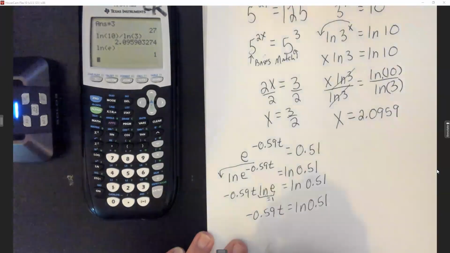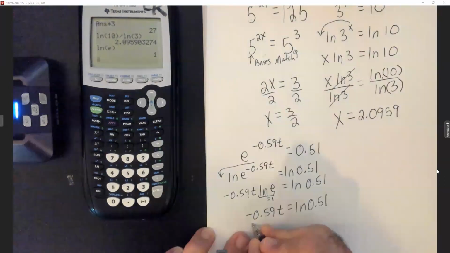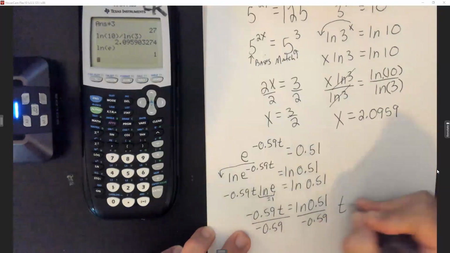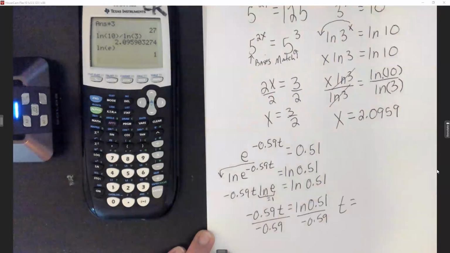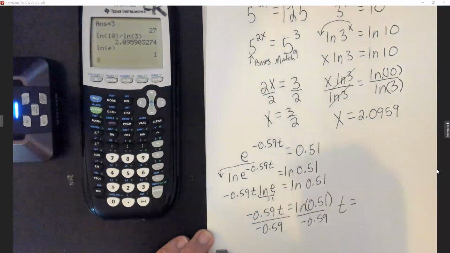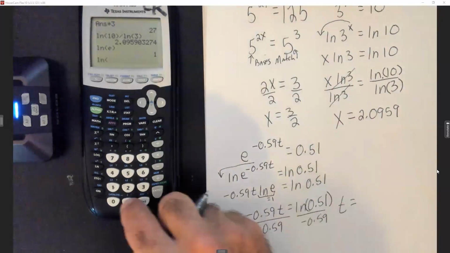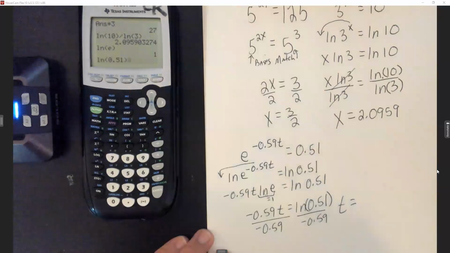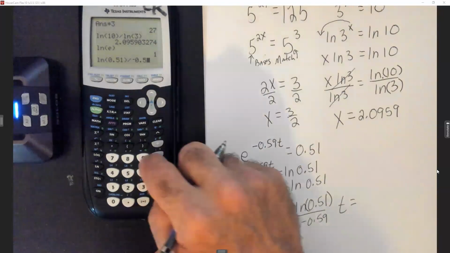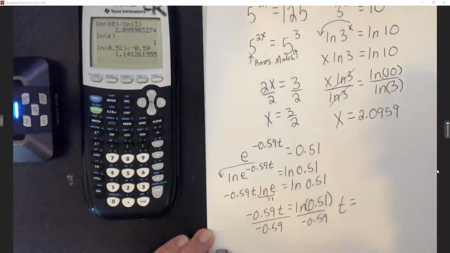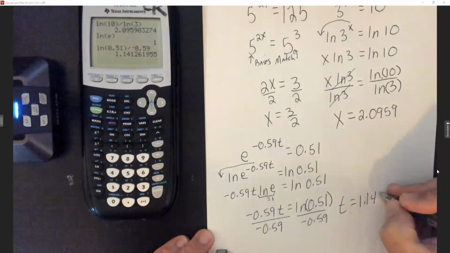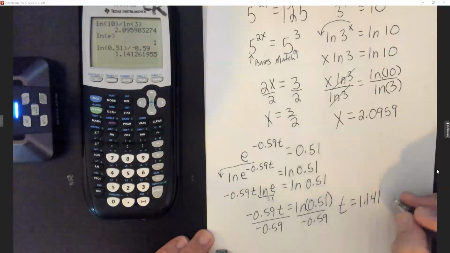Now, to finish this off, to get the t by itself, divide both sides by negative 0.59. And once again, you got to close parentheses around that 0.51. So ln 0.51, close parentheses, divided by negative 0.59, going 4 decimal places gives me 1.141. And let's see, that 2 has a 6, so that's going to turn into a 3.